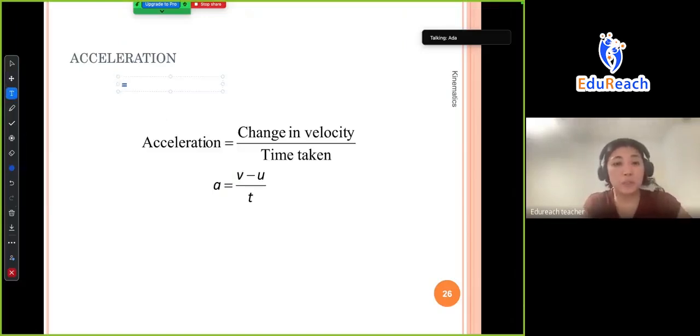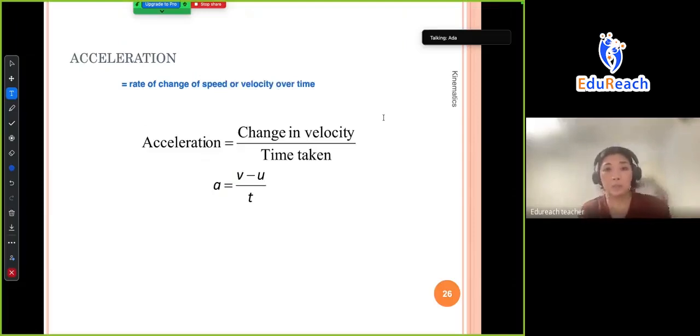Acceleration is defined as the rate of change of speed or velocity over time. I want you to write this down so that at least you understand what it means. Okay, so it is given by this formula, change in velocity over time taken. This here, a is equals to v minus u over t.